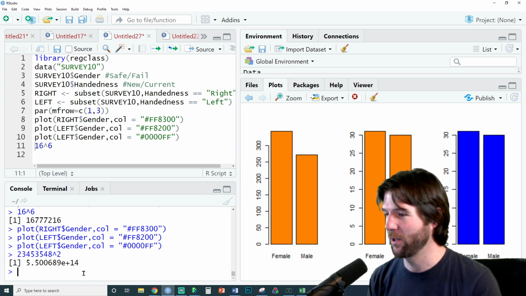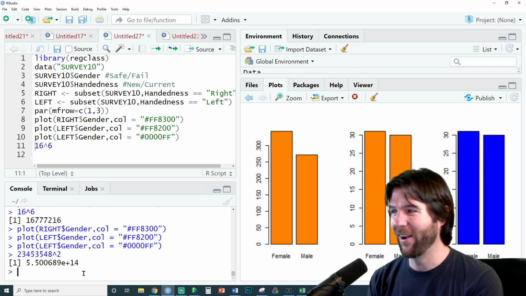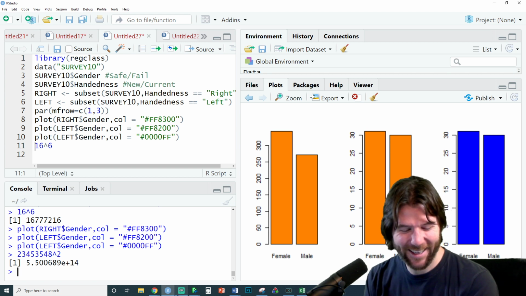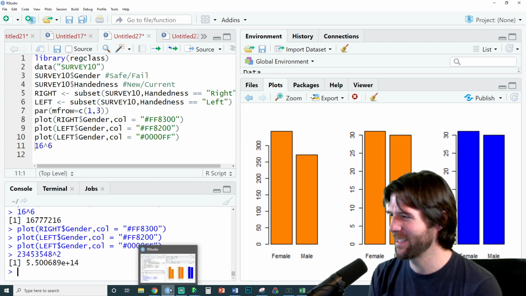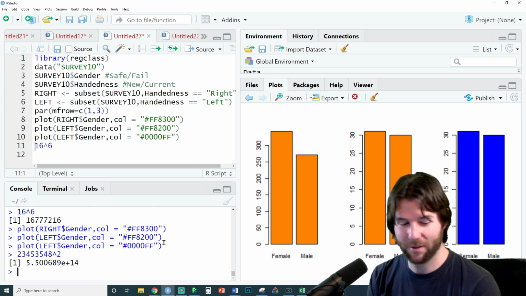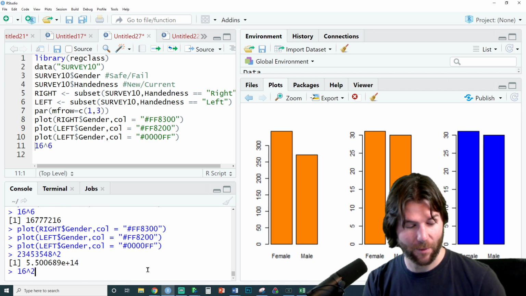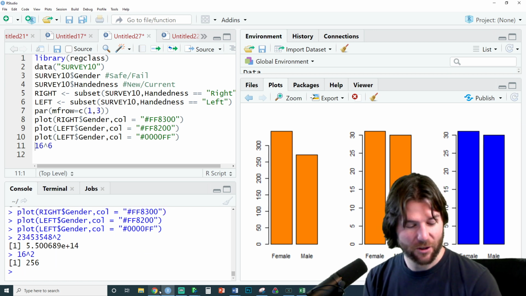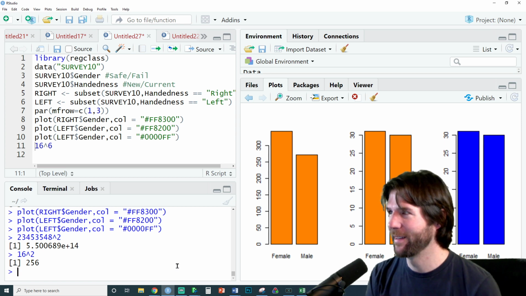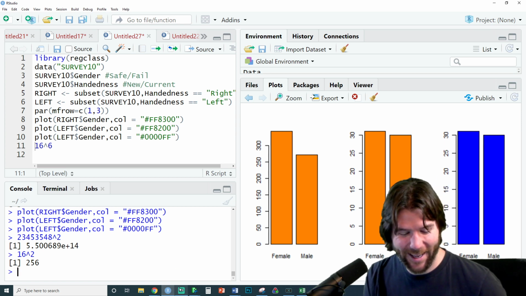Also, it's a very quick and easy to use calculator. So no, I can't do that in my head. You guys give me too much credit. 16 times 16 is 256, I believe. I know that one because I've memorized a lot of the common squares. Yeah, 256. So this is a very common one.